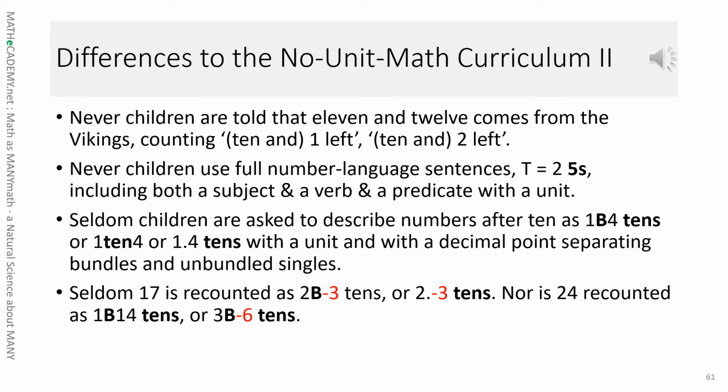Seldom are children asked to describe numbers after 10 as 1 bundle 4 10s, or 1 10 4, or 1.4 10s, with a unit, and with a decimal point to separate bundles and unbundled singles. Seldom is 17 recounted as 2 bundle less 3 10s, or 2.3 10s. Nor is 24 recounted as 1 bundle 14 10s, or 3 bundle less 6 10s.